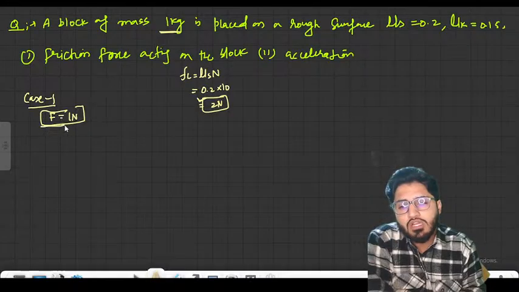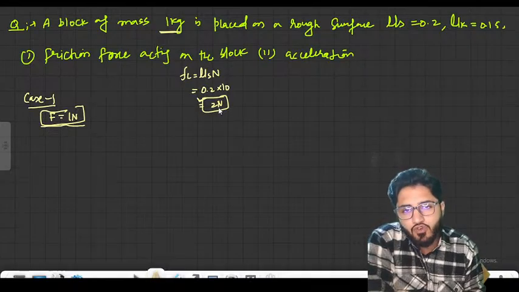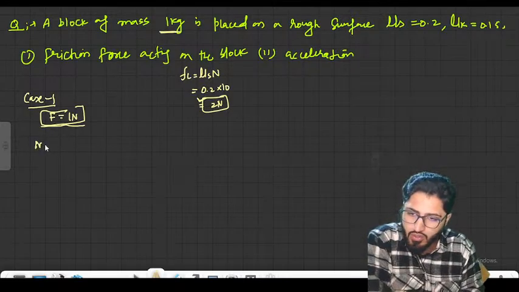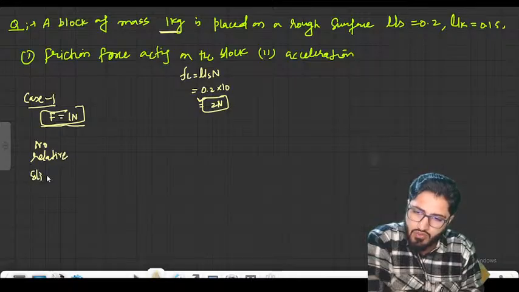Now you are applying only 1 Newton. If the required force is 2 Newton, and you are applying 1 Newton, there will be no relative sliding. That means my static friction will be equal to 1 Newton.